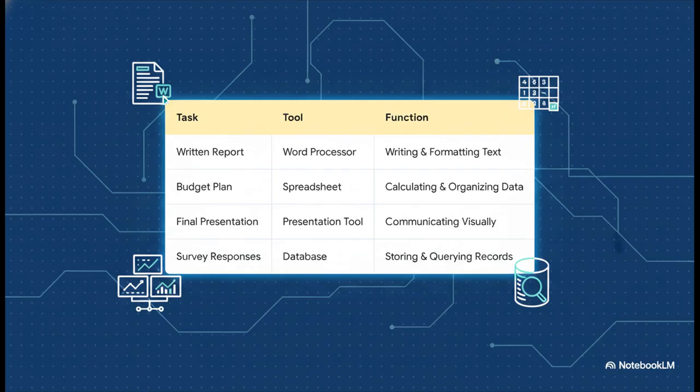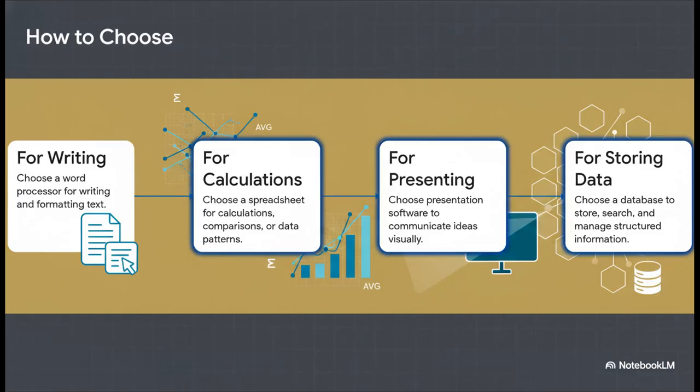See how that works? The output from one tool becomes the input for another. And finally, to manage all that raw survey data, a database gives them the structure and search power they need. They didn't just pick random tools, they built an entire workflow. So let's wrap this up with the most important takeaways.